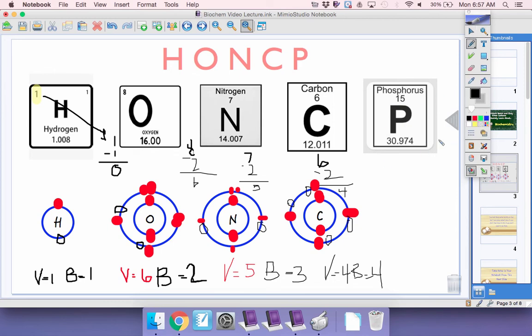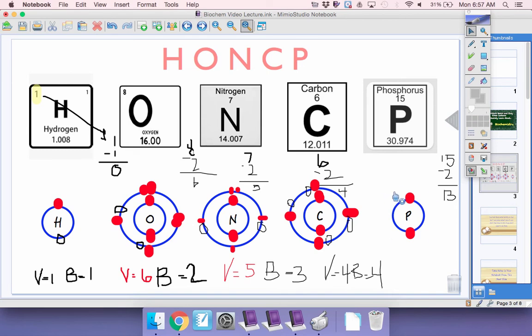Phosphorus doesn't follow that order, but I wanted to show it to you because it is important for humans and life because it is part of DNA. Phosphorus has an atomic number of 15, which means we start with 15 electrons. Okay, we have our atomic symbol in the middle and our first energy level. Our first energy level holds 2. 1, 2. We started with 15. We've used 2.